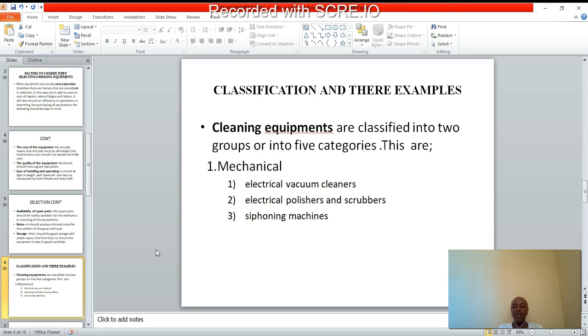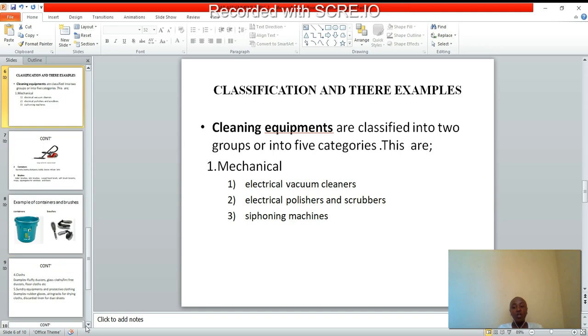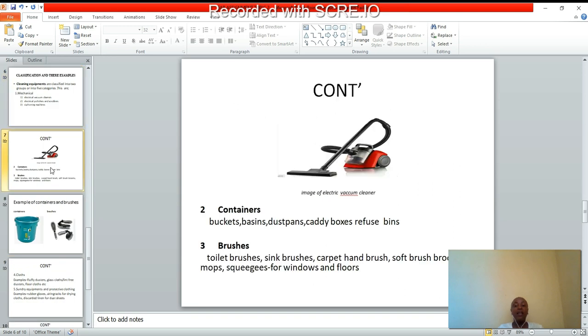Under the mechanical, we have an example of an image, which is the electrical vacuum cleaner. You're going to see it in the slides that I'm sharing. Also, category number two, we are going to look at containers. Containers are simple things. They include buckets, basins, dust pans, candy boxes, and refuse bins. We have also an example in the slide of a bucket.